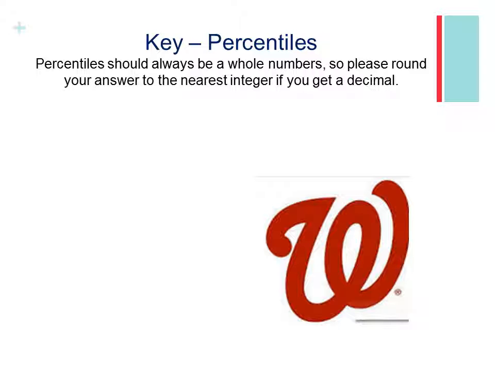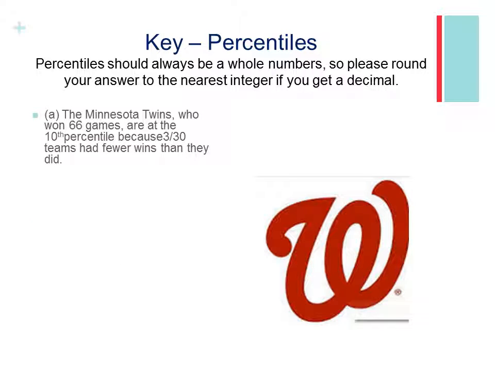Okay, so let's take a look, see how you did. So the percentiles, just as a quick note, should always be whole numbers. So please round your answer to the nearest integer if you get a decimal. You won't be asked to round to the nearest integer very often in statistics, but with percentiles, you will want to round to the nearest whole number.